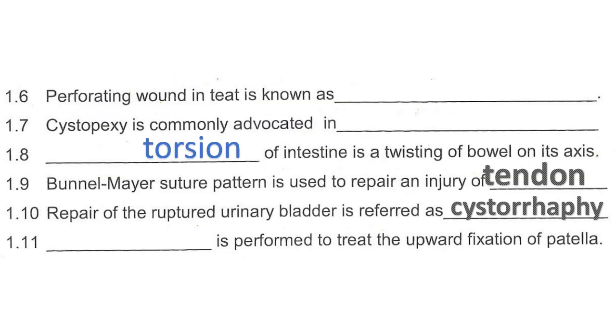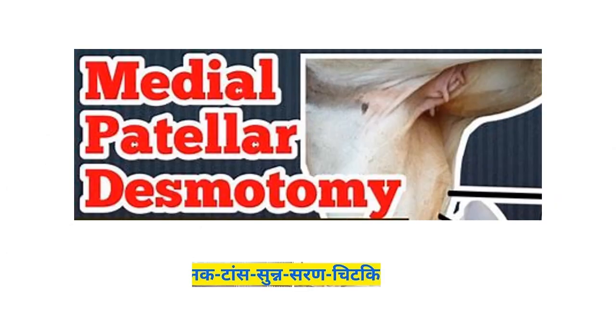Next, the eighth fill in the blank: twisting of a bowel on its axis. So it's torsion. Bunnell-Mayer suture pattern is used to repair an injury of tendon. Repair of a ruptured urinary bladder is referred to as cystorrhaphy. Rhaphy means joining something. This is performed to treat upward fixation of the patella, that is MPD, medial patella desmotomy. In Rajasthan this is also called by local names like sanak, tans, sun, saran, chitki.